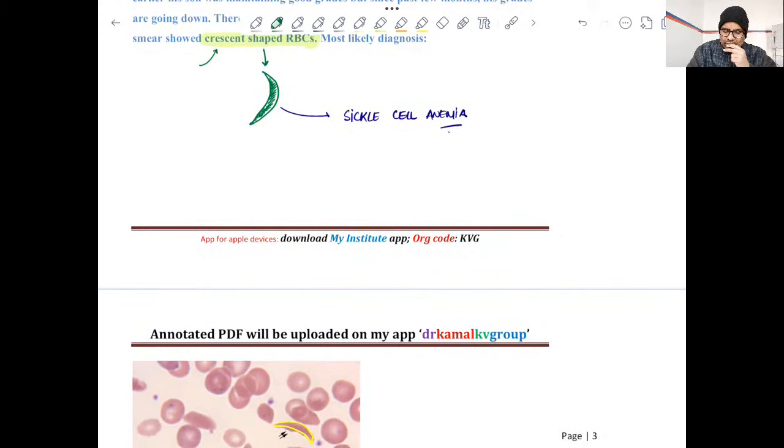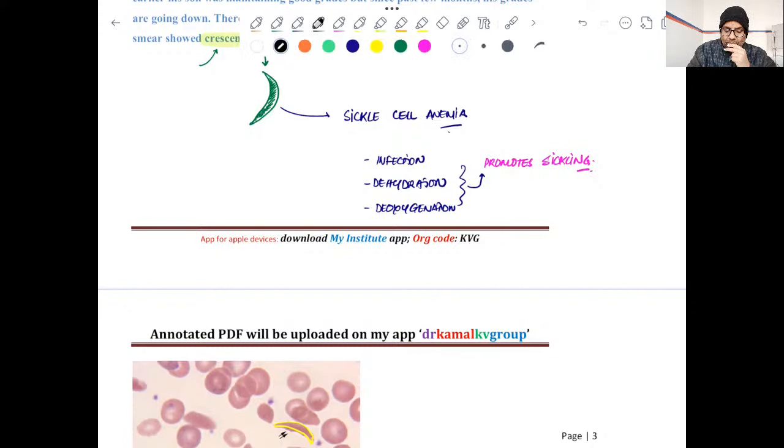Clear? The sickling is not present all the time. It's especially in some conditions, like if there is an infection or dehydration or deoxygenation. All this will promote sickling, and when there is sickling, obviously these cells will break down, leading to hemolysis, or there can be vaso-occlusive crisis, because they can go and occlude the vessels.